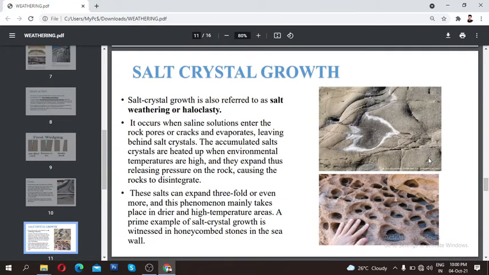Now we can move to the next slide, that is salt crystal growth. In the figure itself you can see some white colored crystal growth, which is what is known as salt crystal growth. As we know, the color of salt is white, so here also the crystal growth will be whitish in color.